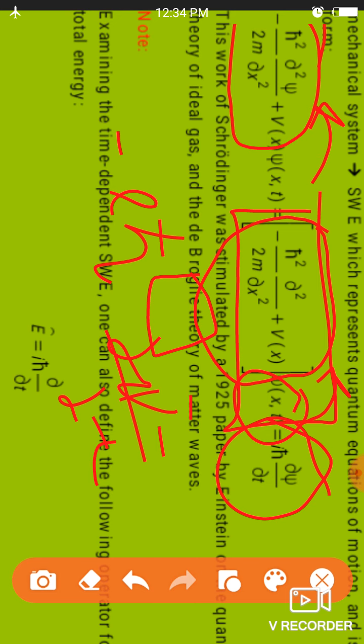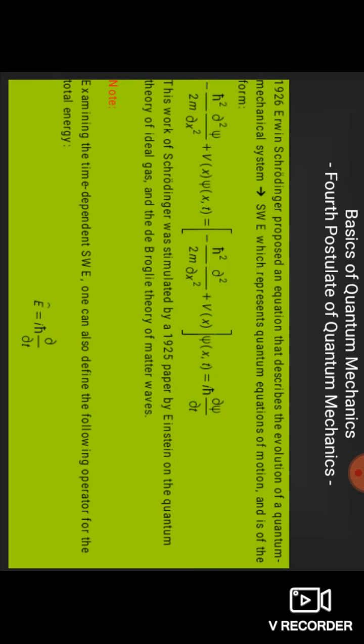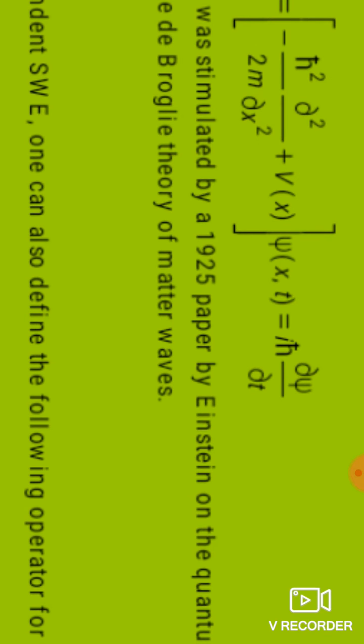Most important, this is the time dependent Schrodinger equation, because we can see that on the right hand side a term includes iota h cross del psi upon del t. This parameter includes the time coefficient, so this is called the time dependent Schrodinger equation. On the other hand, there is also another type of Schrodinger equation which never talks about the time coefficient, so that is called the time independent Schrodinger equation.